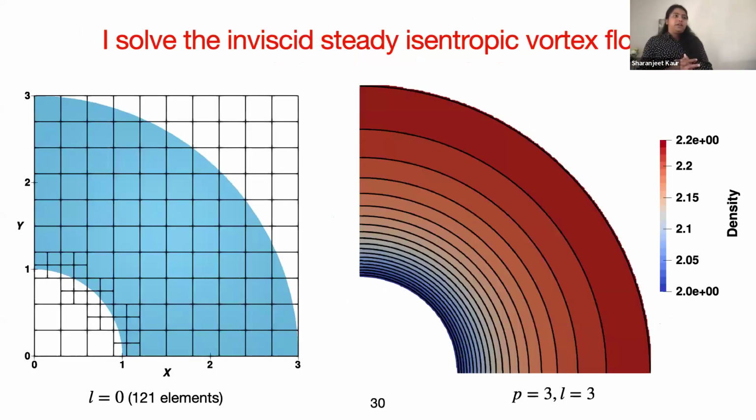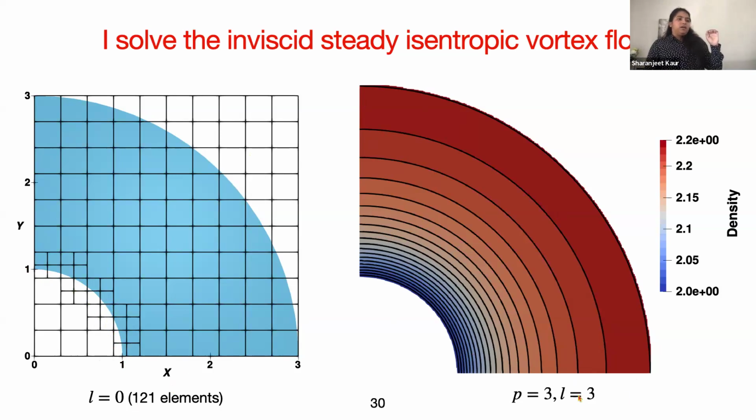Here I'm solving a steady isentropic vortex flow. This is a very good case in the sense that it has an analytical solution, so we can compare the errors using the exact solution. I'm not showing details for the sake of time. On the left, I have a mesh, which also has non-conforming elements at the inner radius. This is the radius where I'm imposing the slip wall boundary condition, and at all other boundaries, we have the exact boundary condition.